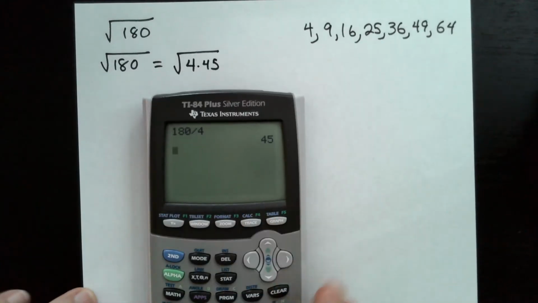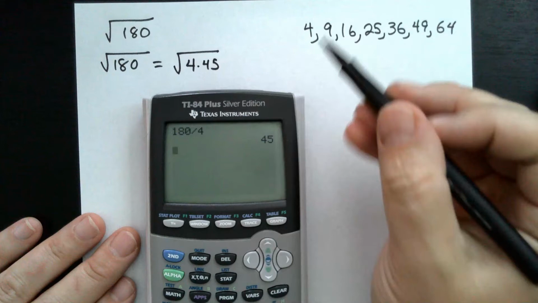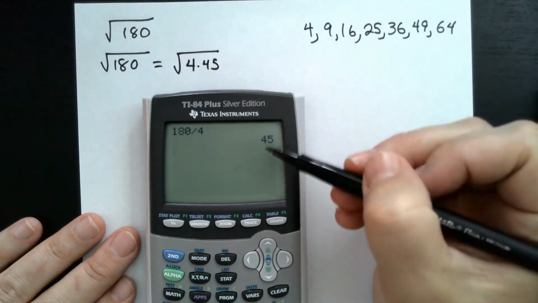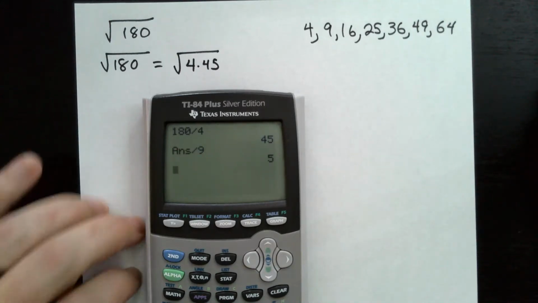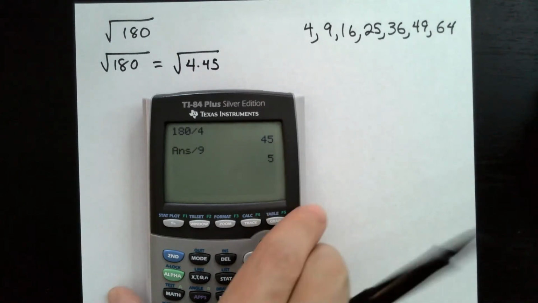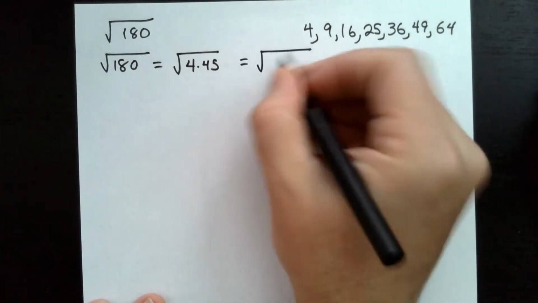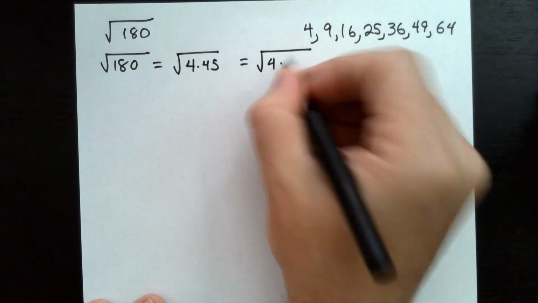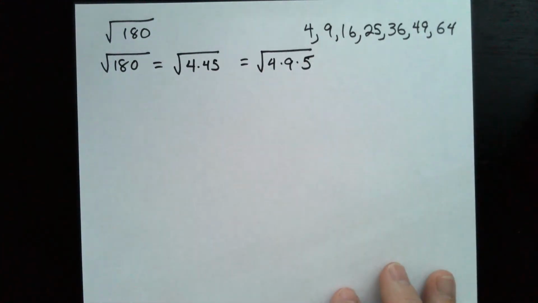We take the 45 and we try to divide it by 4, but I'm not going to do that because I see that this is odd and 4 is even, so that's not possible. So let's go ahead and go to the 9. So let's divide by 9, and it looks like we do go in, and it gives us 5 as an answer. Okay, so what that means is we can rewrite the square root as the square root of 4 times 9 times 5. Okay, now how does that help us simplify?